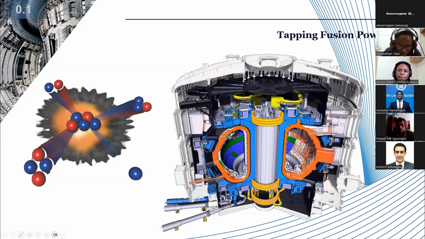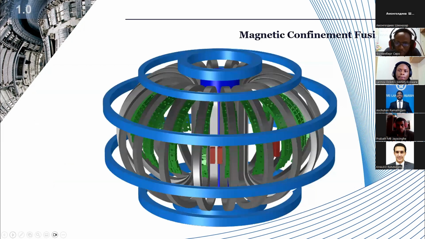All right, so let's move on to the next slide, please. Okay, so there are two main techniques that we use in the fusion technology in order to harness this energy. There is what we call the magnetic confinement fusion. We also have what we call inertial confinement fusion. And of course, there is an area that is being explored in the fusion technology right now, what we call the muon catalyzed fusion.